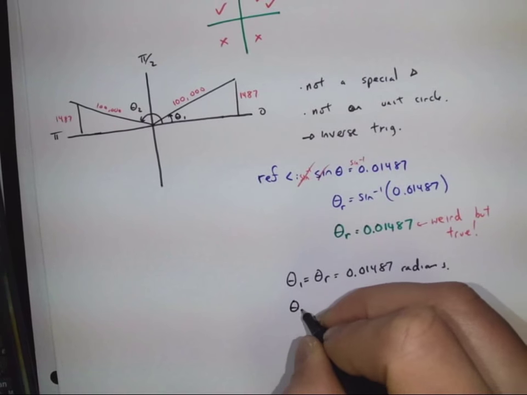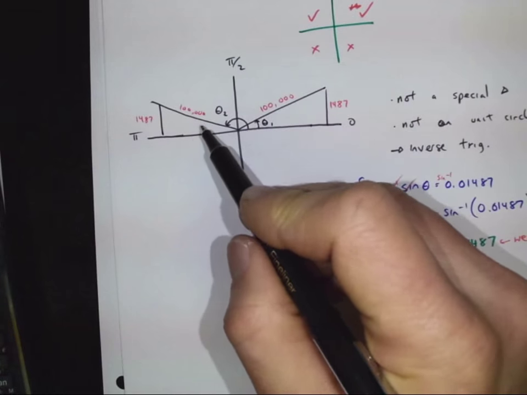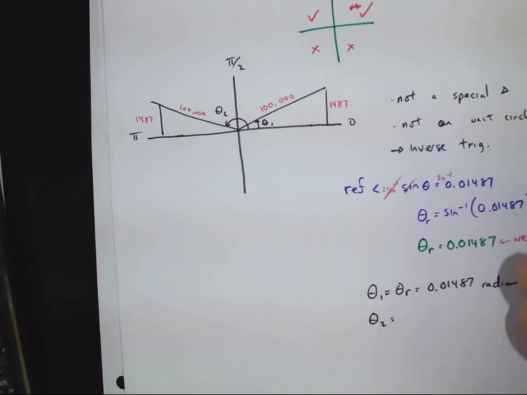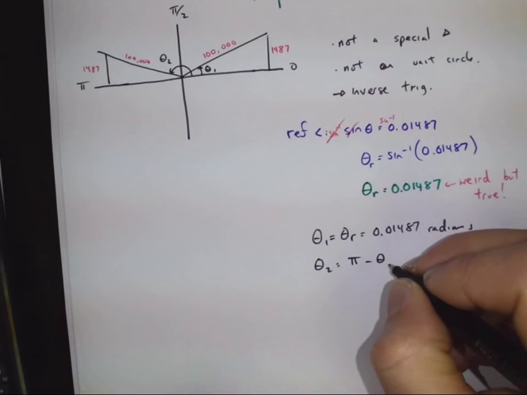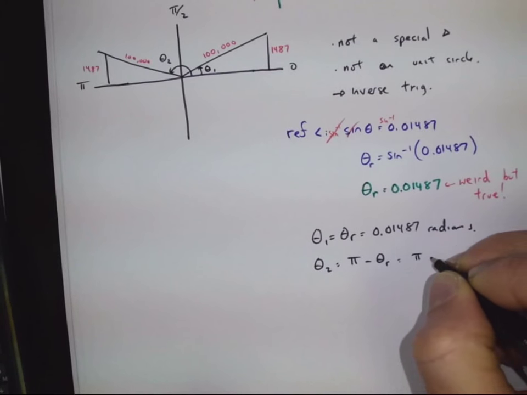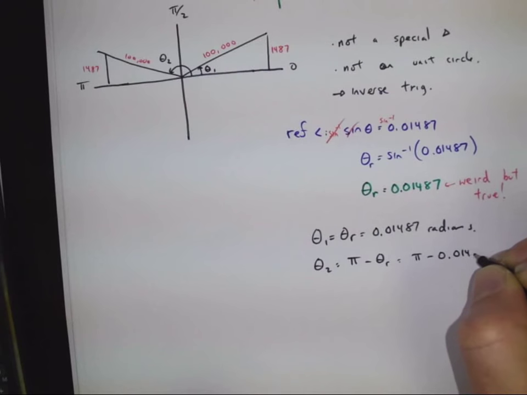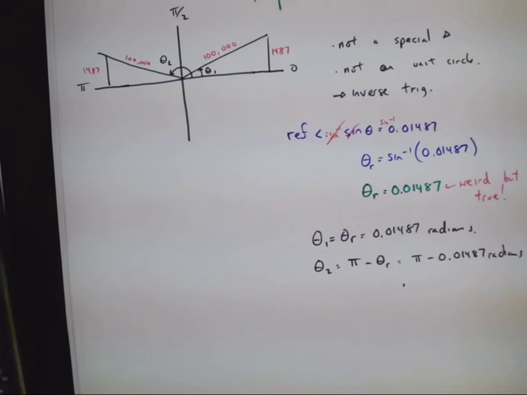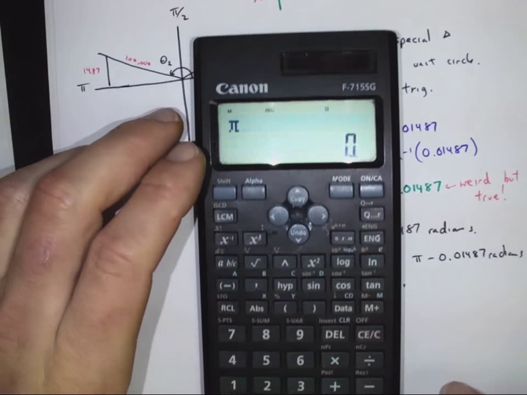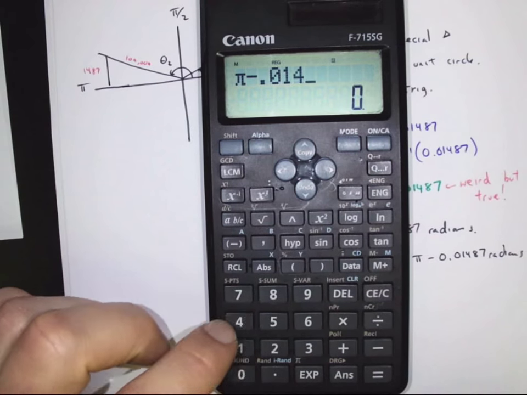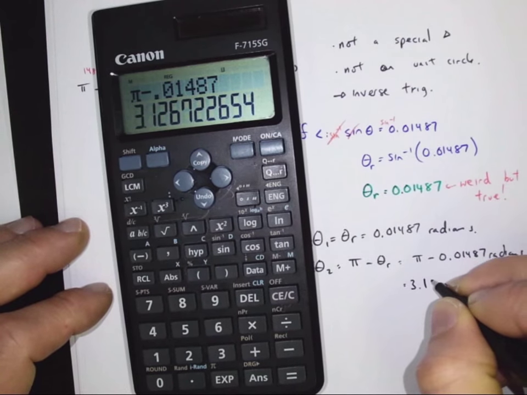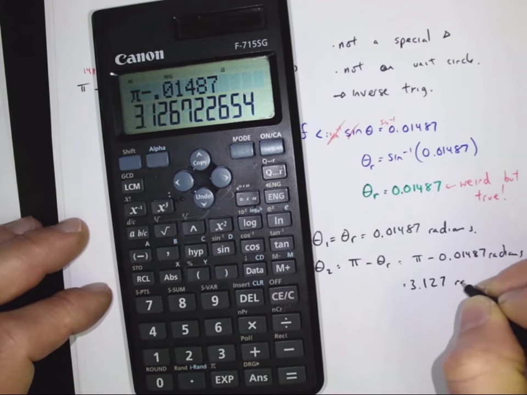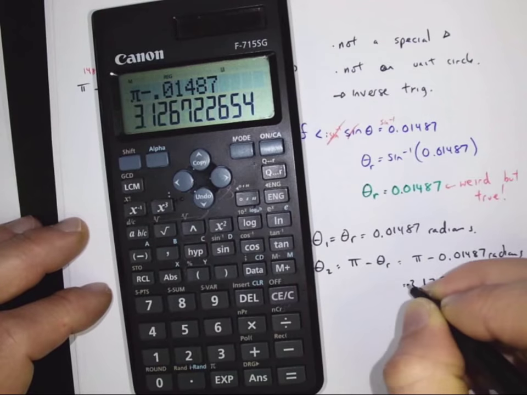Okay, theta 2, well, it looks like it's pi take away that reference value. So it's going to be pi subtract our reference angle, which is pi take away 0.01487 radians, equals pi take away 0.01487, 3.127 radians, approximately.